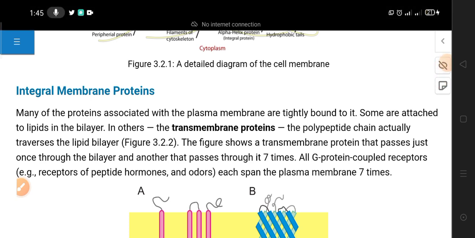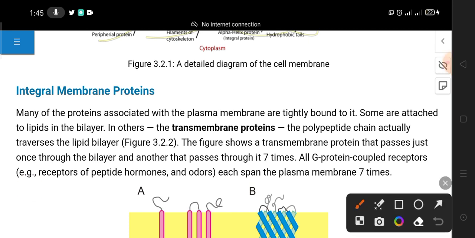The next is integral membrane proteins. Many of the proteins associated with the plasma membrane are tightly bound to it. Some are attached to lipids in the bilayer. The others are transmembrane proteins, whose polypeptide chain actually traverses the lipid bilayer. The figure shows a transmembrane protein that passes just once through the bilayer and another that passes through it 7 times.